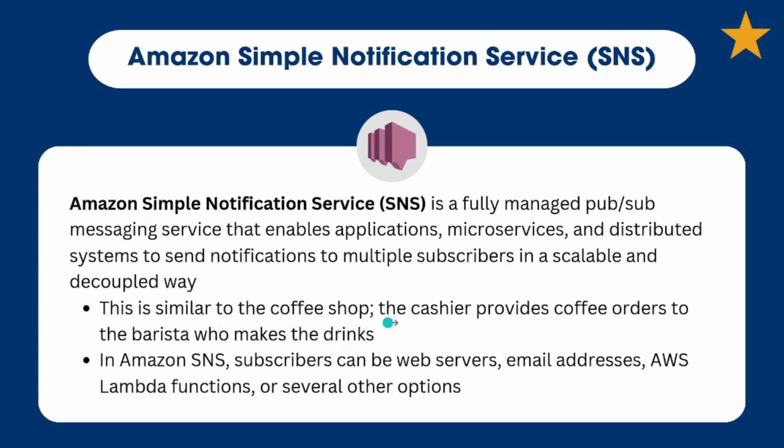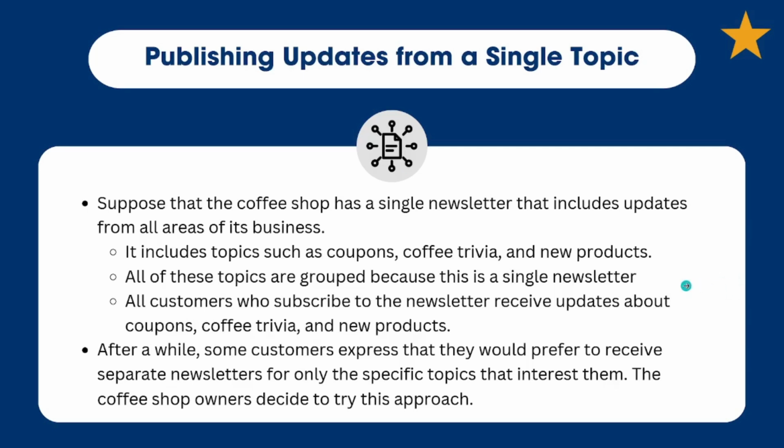So this is similar to the coffee shop. The cashier provides coffee orders to the barista who makes the drinks. They are decoupled. We'll explain that in a sec. In Amazon SNS, subscribers can be web servers, email addresses, or even other AWS services like Lambda, or I should say serverless, and there are also several other options.